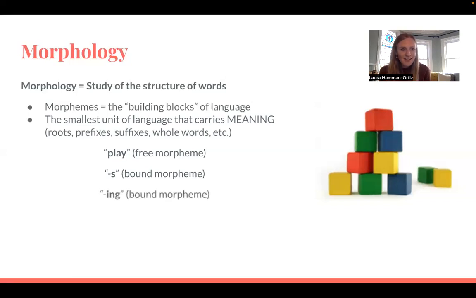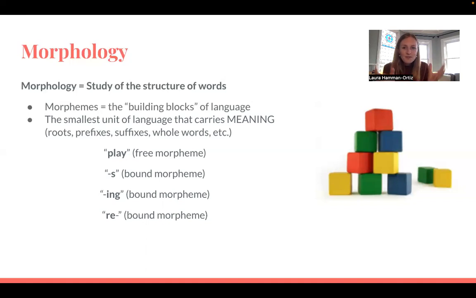ING works in the same way. So playing has two morphemes, play, the free morpheme, and ing, the bound morpheme. That has now changed it from the verb play to playing, a different tense that we can use if we're using the continuous present, I am playing, right? Re, also a bound morpheme, replay. So when we attach that together, now we have two morphemes forming the word replay. We've changed the meaning of play because when we replay something, we're playing it again, right?